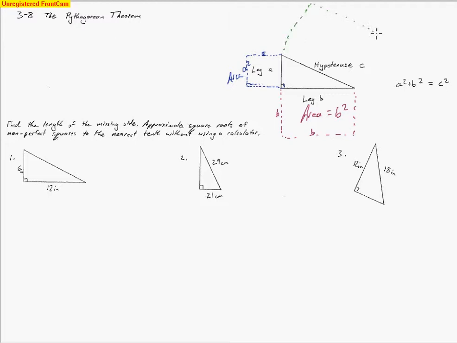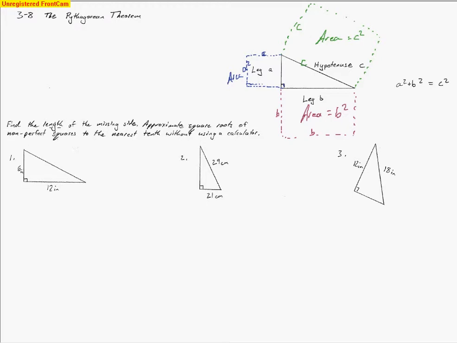If I make a square out of it, again, I ran out of room, so it looks more like a rectangle than a square, but if this side is C, and this side is C, the area of this square is C squared. C times C makes C squared. So basically the formula is saying the area of this square plus the area of this square is going to equal the area of the hypotenuse squared. And so we're going to use that formula to solve these problems. Let's take a look at it.